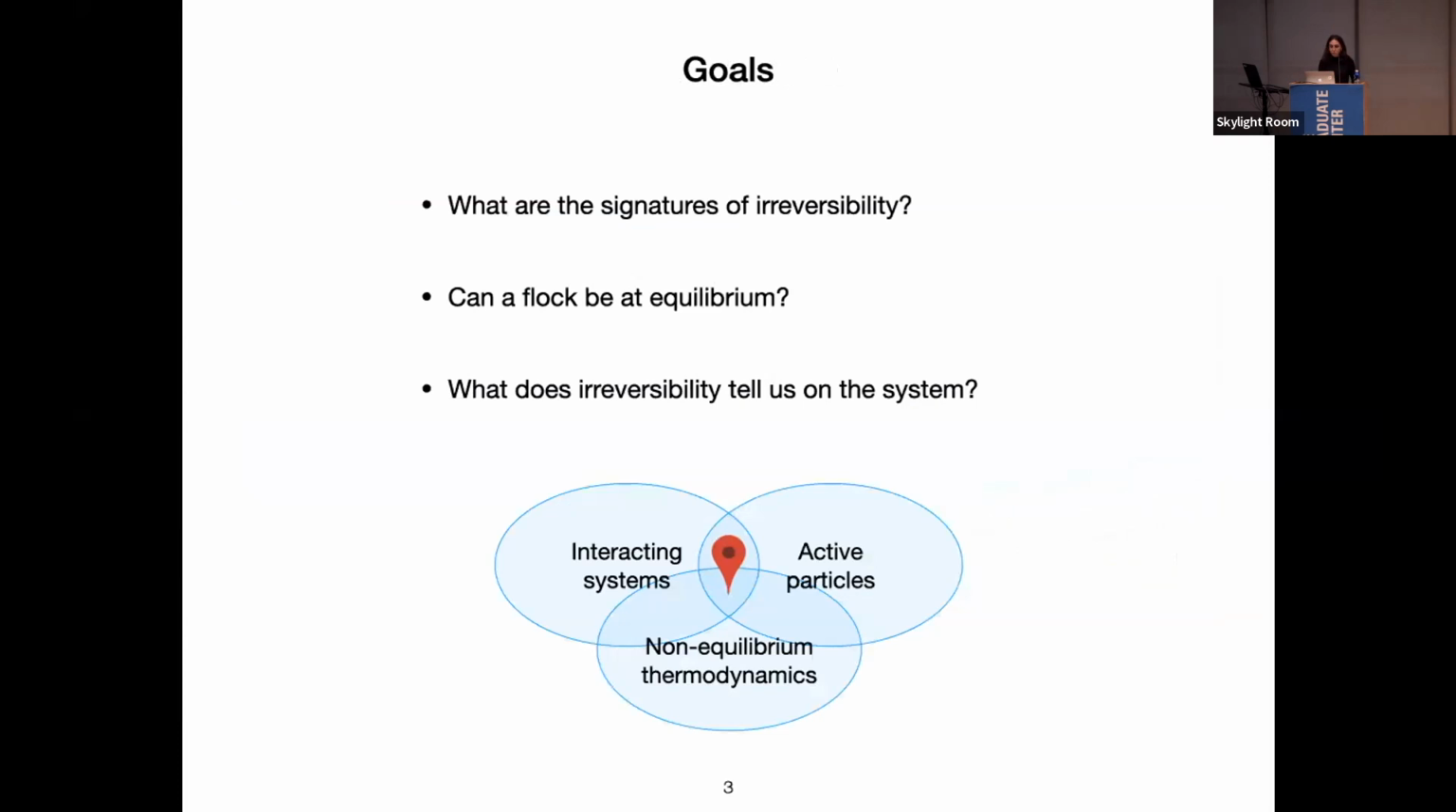So what I want to do is, first of all, identify signatures of irreversibility in these models, and tell what the equilibrium limits are, if there exist equilibrium limits, and when they do occur. And finally, another question of interest is whether there is anything that we can learn from irreversibility about the interaction structure in these systems. So we are in this very nice intersection of three different subjects: interacting complex systems, active matter, and non-equilibrium thermodynamics. And we want to use the tools from stochastic thermodynamics, I'm very glad you introduced that, to answer these questions.